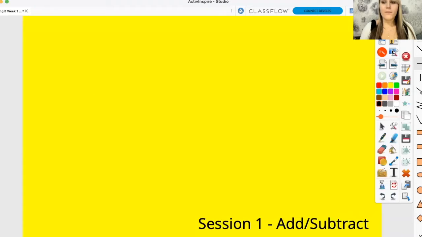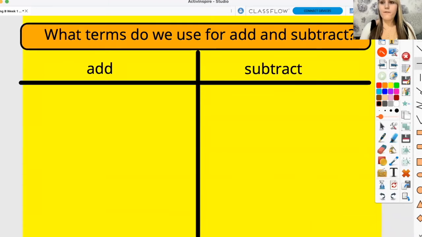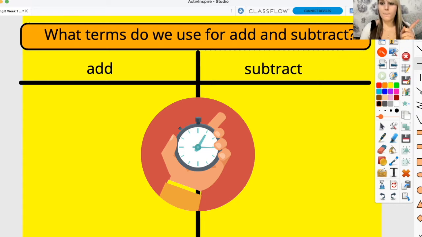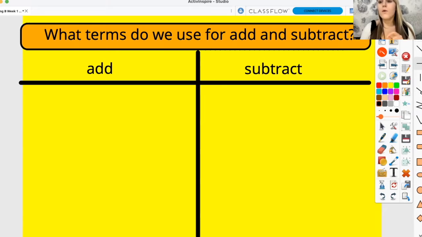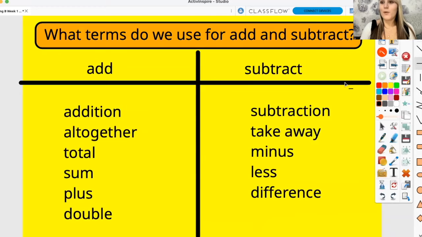So today we're not looking at anything new, we're just recapping addition and subtraction. So let's have a look at what we should be doing. Before we start, it's really important to talk about what terms we can call adding and subtracting. Have a little think at home, pause the video, and write down some of the words that we can call addition and subtraction that are different. Once you've done that, we'll recap.